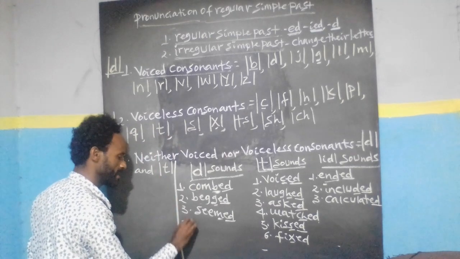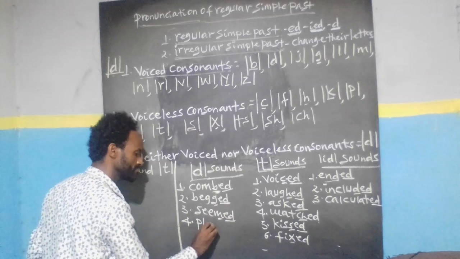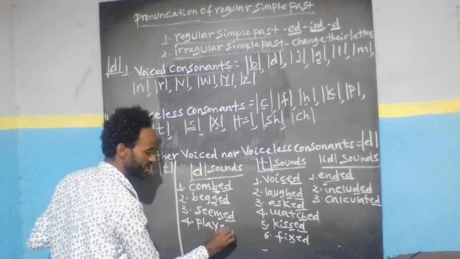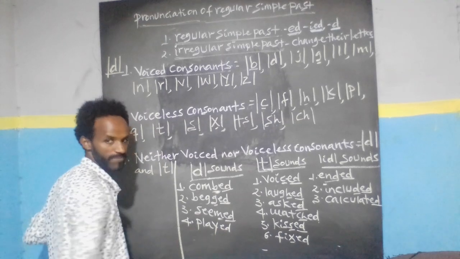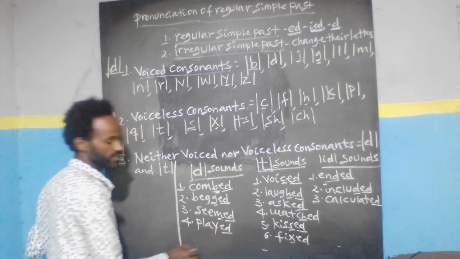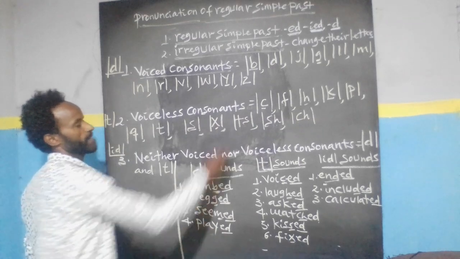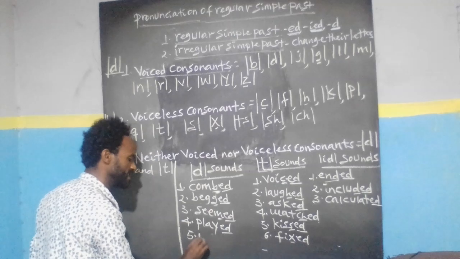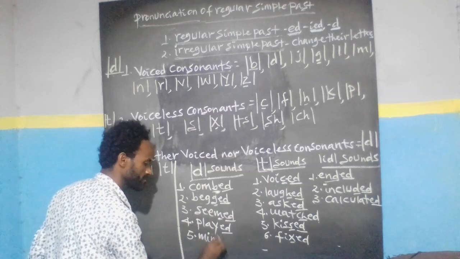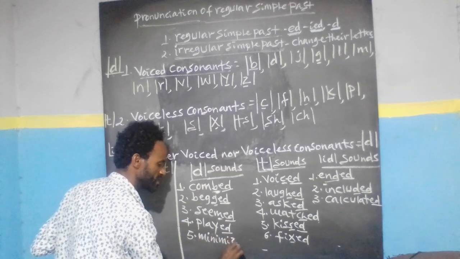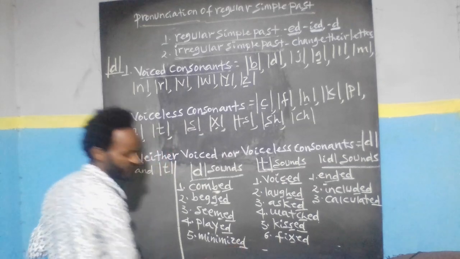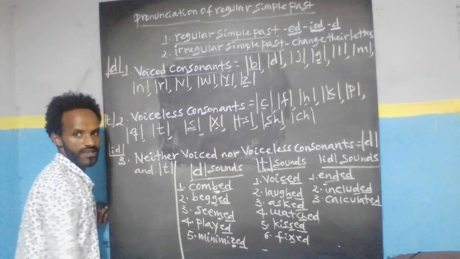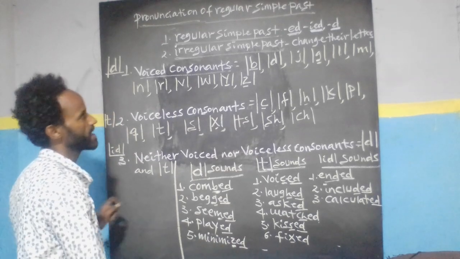For example, play. Play is ended with Y. So if I add ed to it, it becomes "played." So we pronounce it as a normal D, "played." For example, Z. Number 5 says minimize. Minimize is ended with Z. In front of ed, there is a Z consonant letter. So we pronounce it as "minimized." Don't forget that, okay, class?